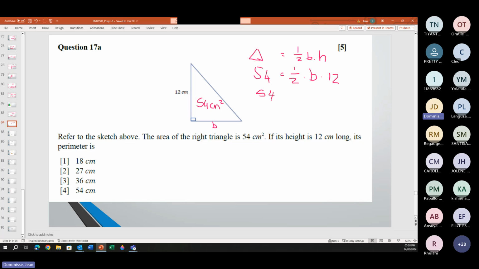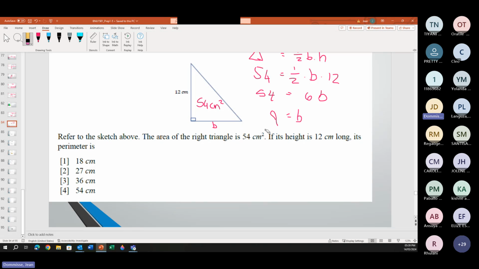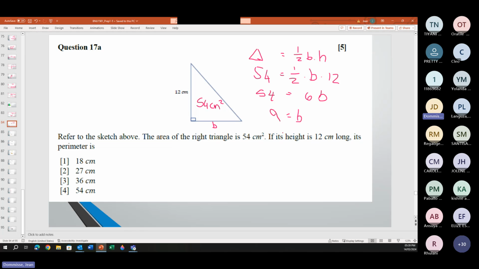So 54 is equal to 6b, because a half times 12 is 6. So if we then divide 54 by 6, we get, let's just quickly see, I wanted to say 8 first, but I think it's 9. Yeah, so b is equal to 9. So it's not ratios at all. By giving us the area, we can work out with the area formula what this base is going to be, and that is 9 centimeters.